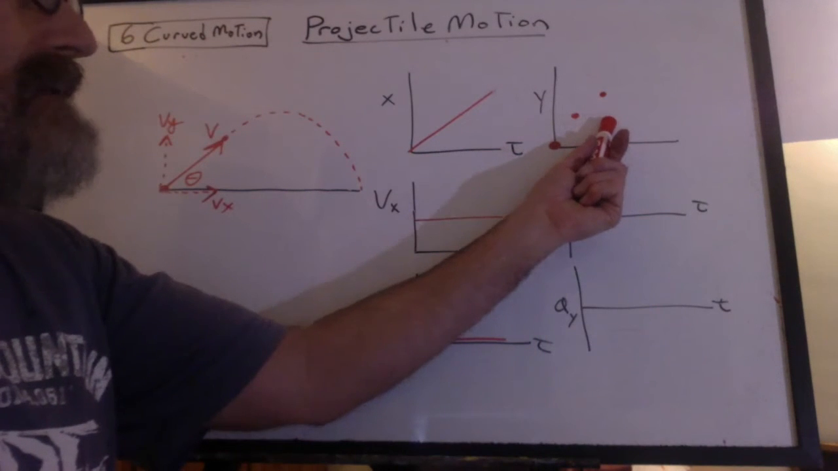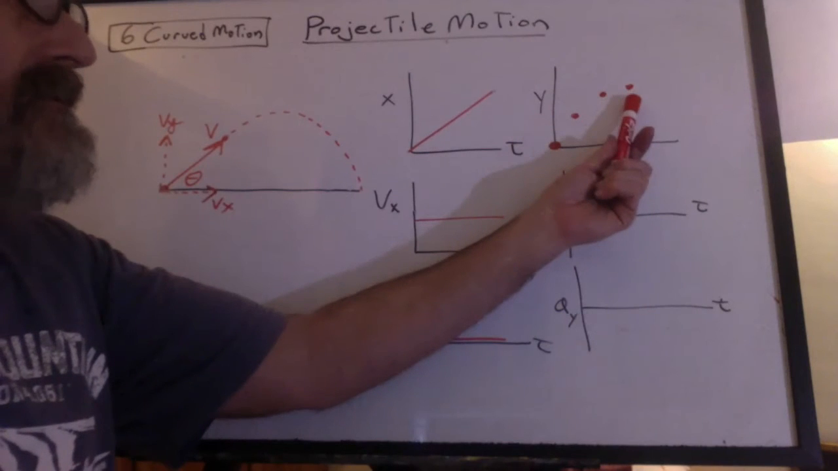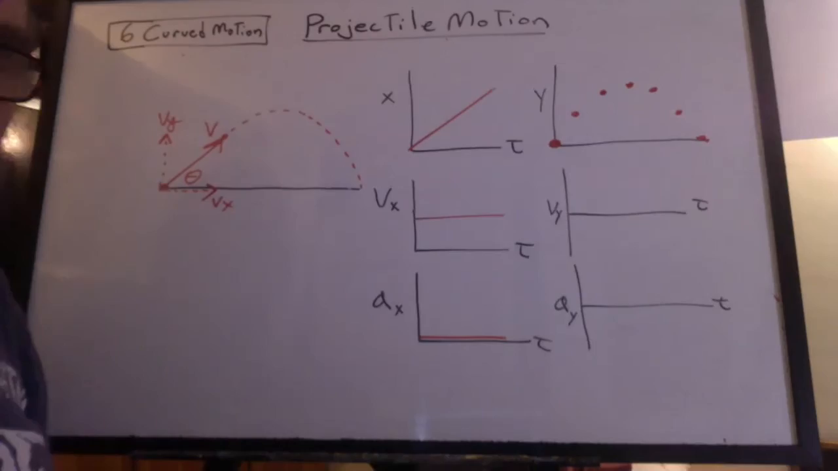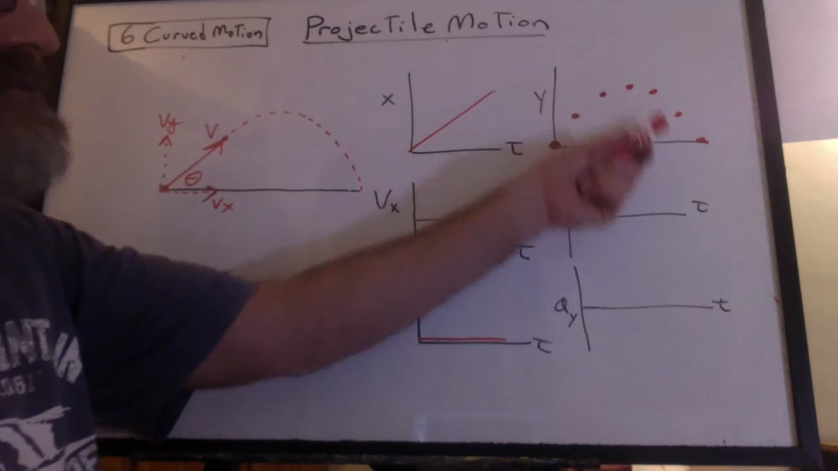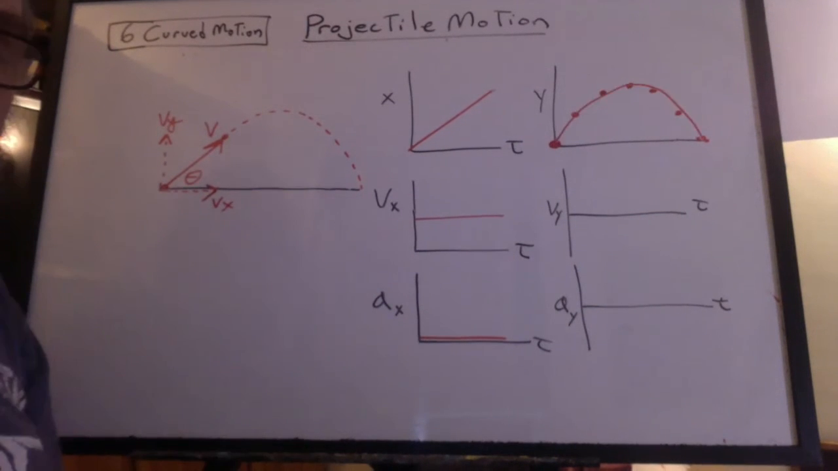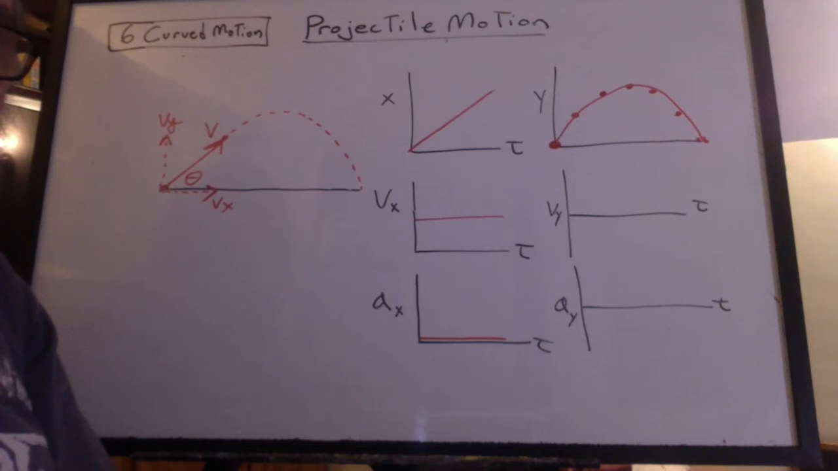In the same amount of time, we haven't gone up as far because we're slowing down. In another interval of time, we only go up a little bit because we've come to a stop now. Of course, the ball returns back down to 0 height at the end of the trajectory. We get the curve.